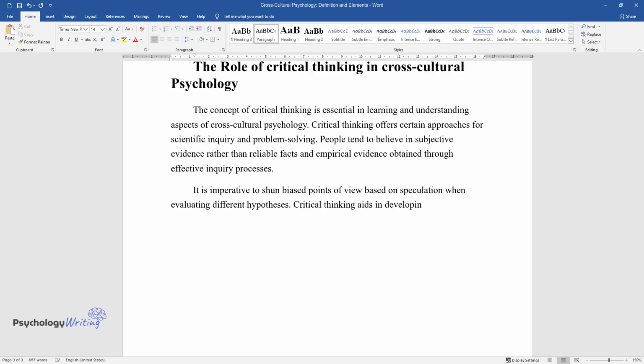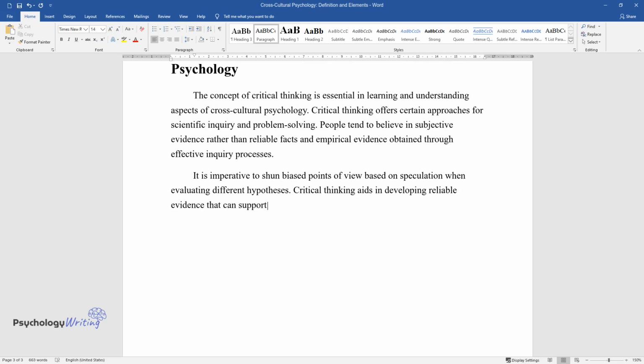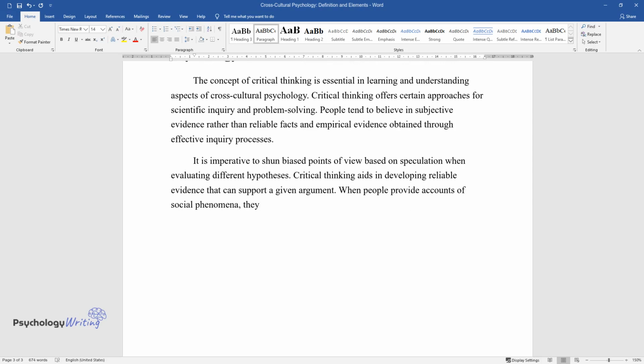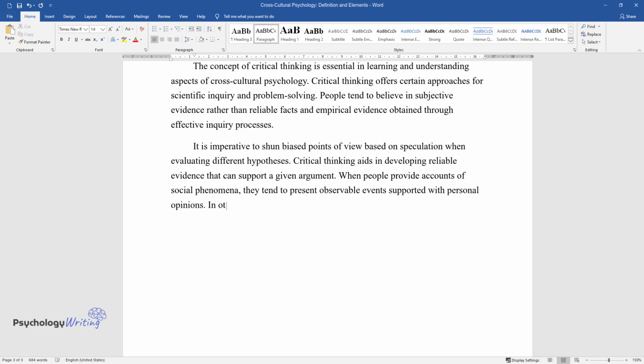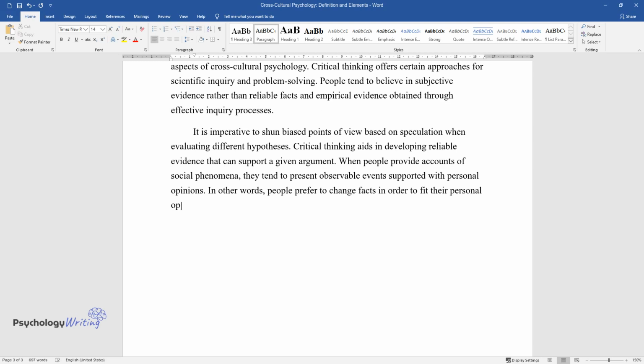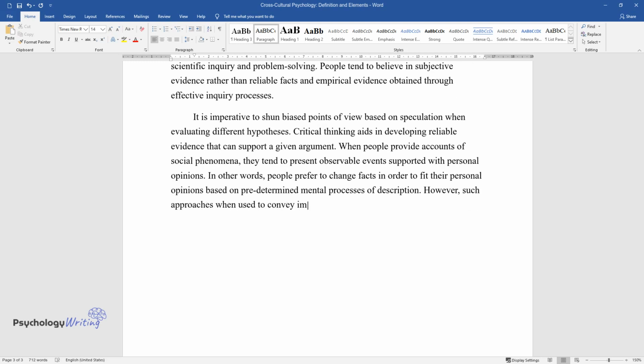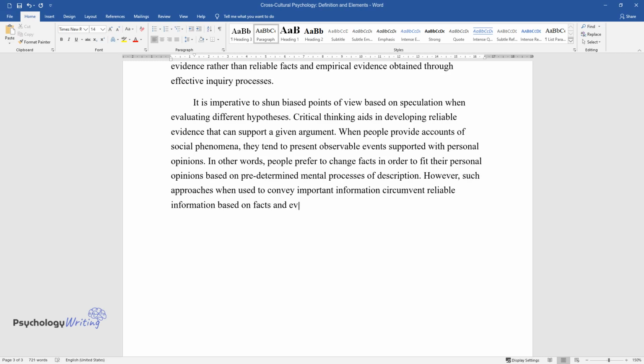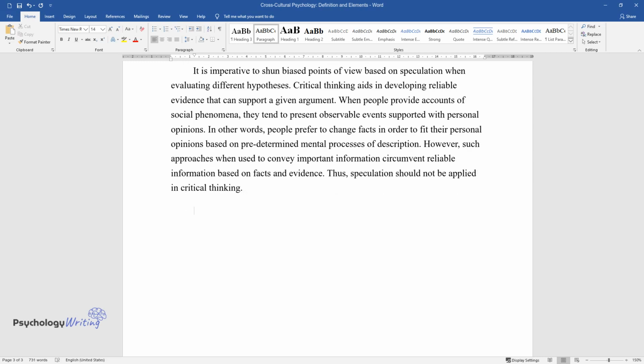Critical thinking aids in developing reliable evidence that can support a given argument. When people provide accounts of social phenomena, they tend to present observable events supported with personal opinions. In other words, people prefer to change facts in order to fit their personal opinions based on predetermined mental processes of description. However, such approaches when used to convey important information circumvent reliable information based on facts and evidence. Thus, speculation should not be applied in critical thinking.